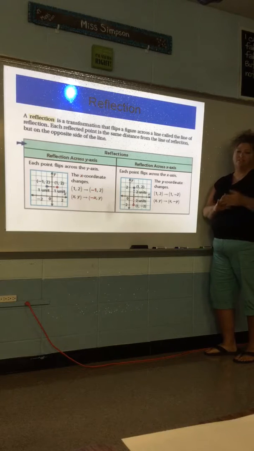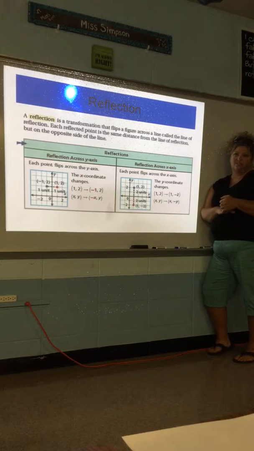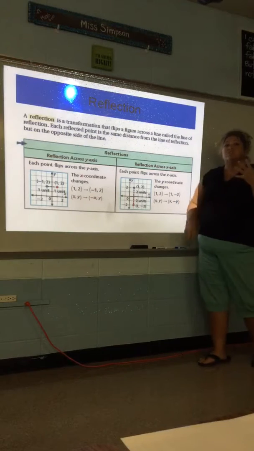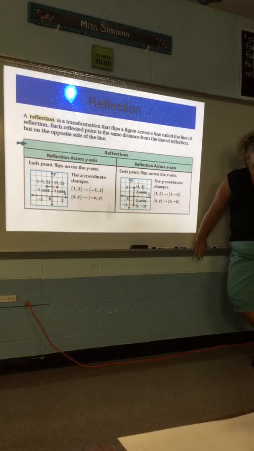A reflection. What did we say a reflection was? Yeah, just on the opposite side. Good. Both of those are right. It's like a mirror on the opposite side. Okay? So, if you were in my geometry class, I'm sure you heard me say this like a million times.